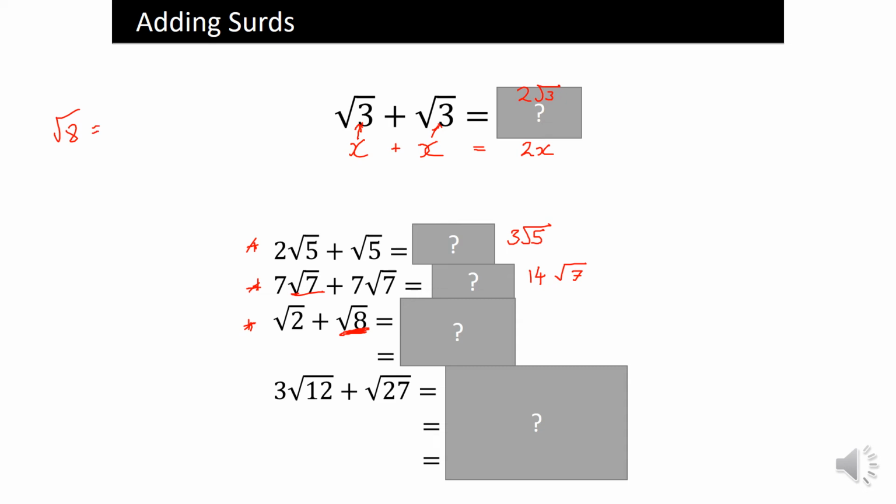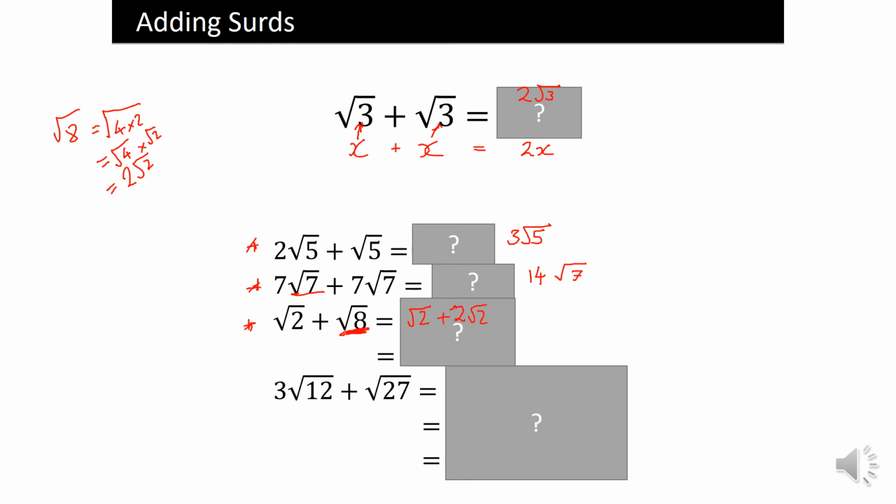if we simplify that, we look for a square number that is a factor of 8. So we've got 4. So we can write it instead as 4 times 2. So then that would be root 4 times root 2. And then root 4 just becomes 2. So it would be 2 root 2. So what this question is really asking is root 2 plus 2 root 2.